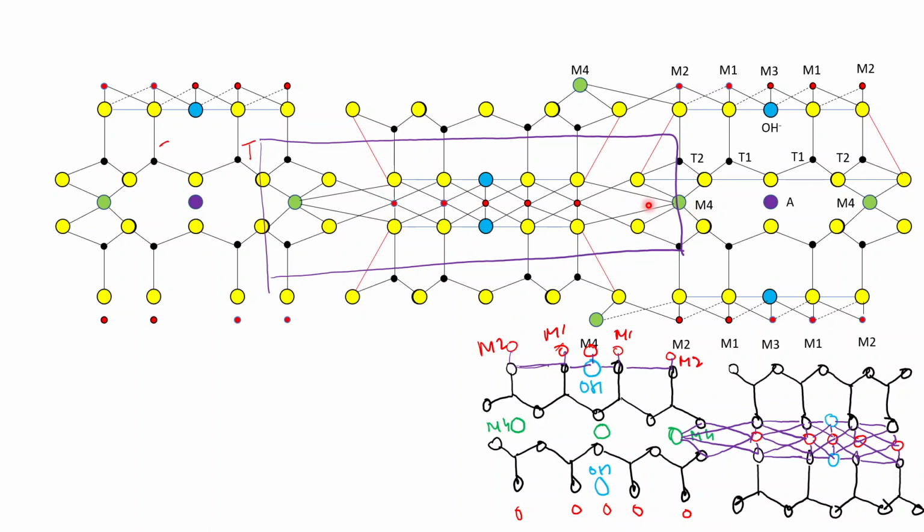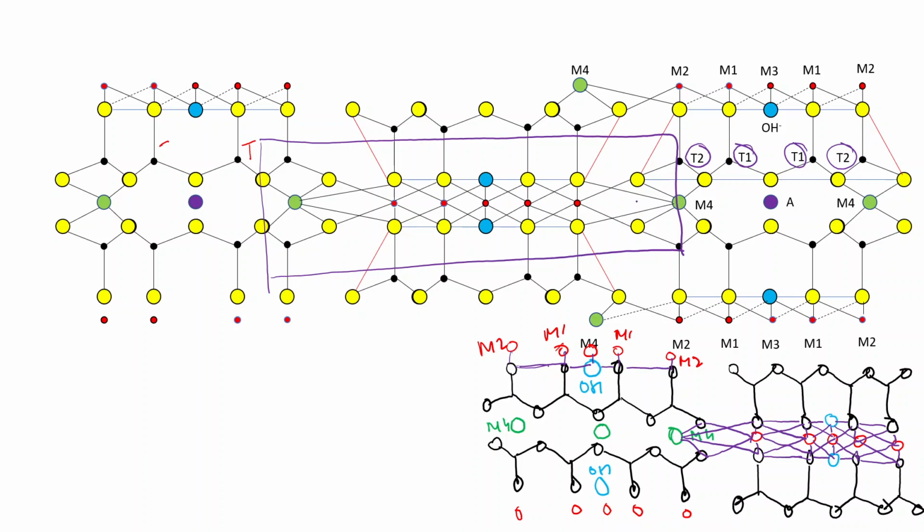Similarly here. So if you look at the later part of the diagram, we have M2, M1, M3, M1, M2, M4. This is tetrahedra 2, tetrahedra 1, tetrahedra 1 and tetrahedra 2, and we have OH minus. So here you can see how the apical M sites are linked, and how the basal M4 and A sites are linked to form these strips.